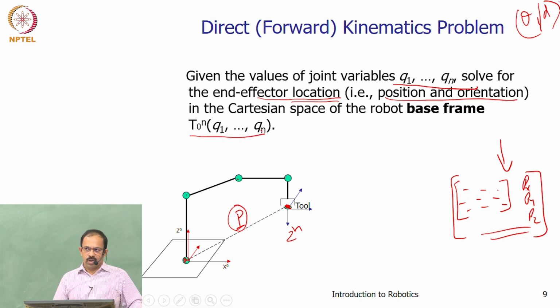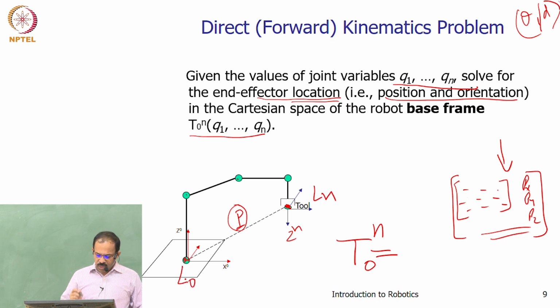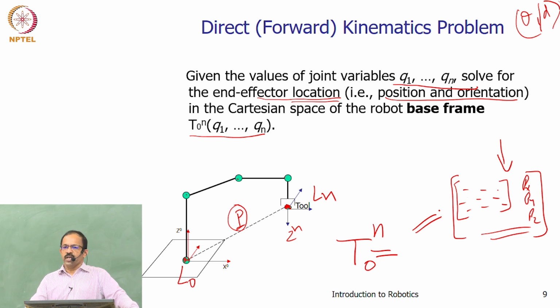Effectively, we are saying that we want to get the transformation n to 0. What is this transformation is of our interest. Because this is the nth frame, this is your Ln and this is your L0. So we are interested to know what is the transformation of the nth frame to the 0th frame. This is the transformation we are interested in. Once we know this transformation, we can easily find out the position, because this one gives you the position and this gives you the orientation.